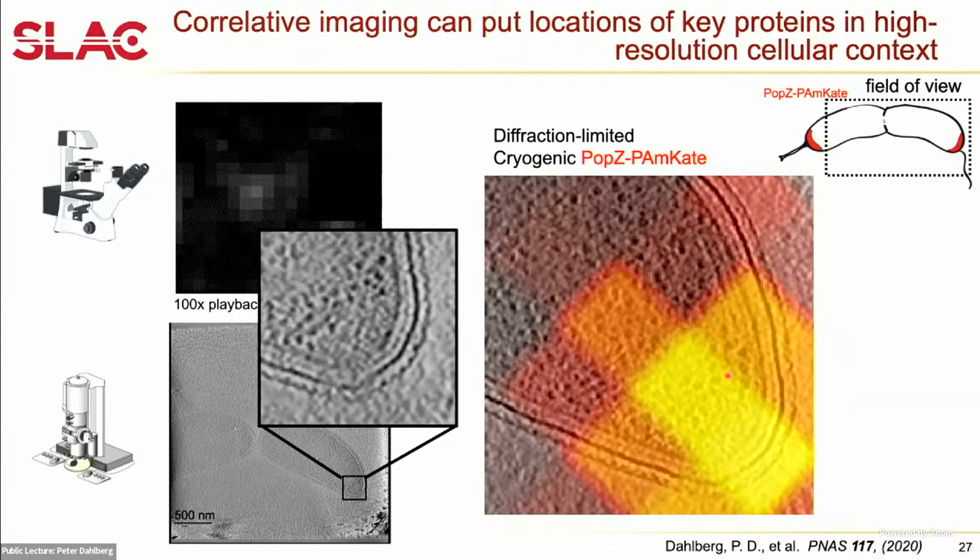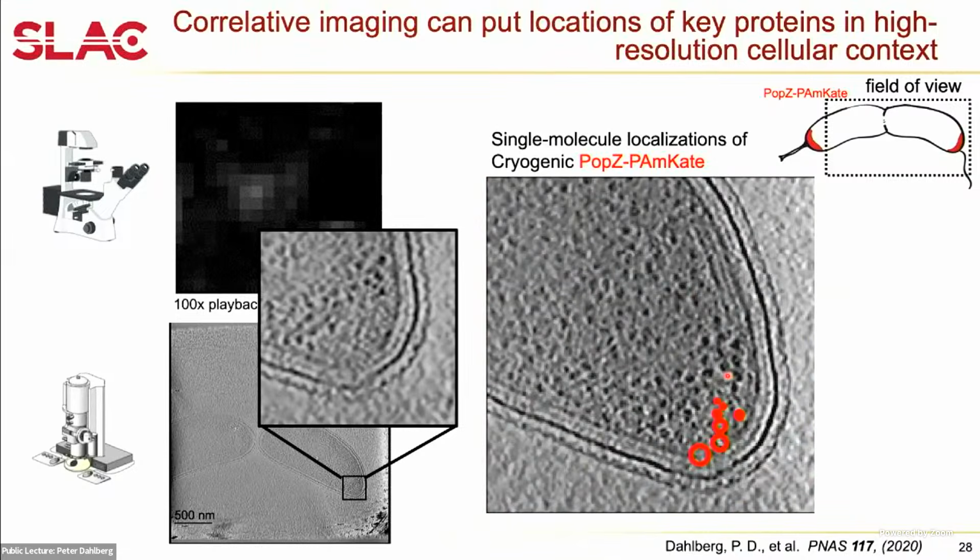All it really does is tell us that our protein is somewhere in this half of the cell. So now what I'll do is strip away this diffraction limited information and reveal our single molecule localizations. That looks something like this. Each one of these red circles is the location of an individual POP-Z molecule that we identified and localized, and the radius of these circles is our uncertainty in that position. So now we know very clearly that this protein of interest, POP-Z, is in that ribosome excluded region.